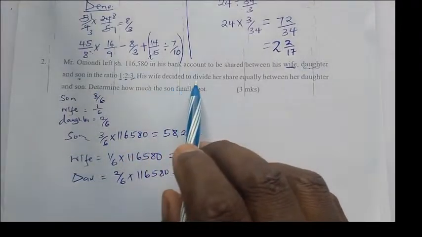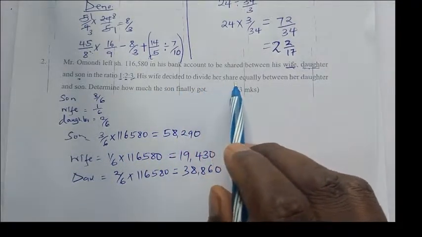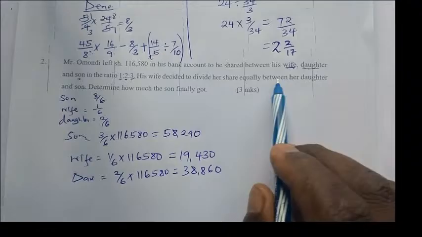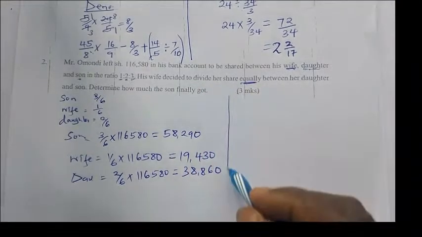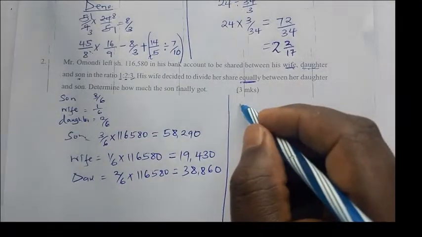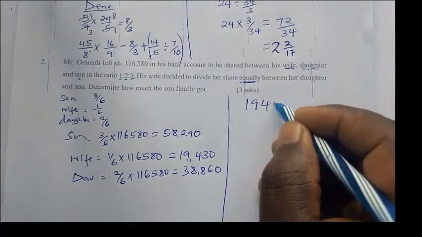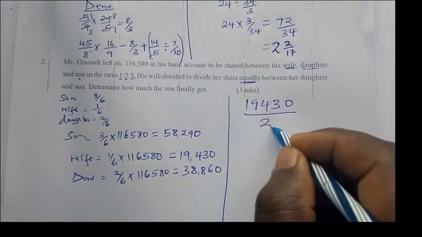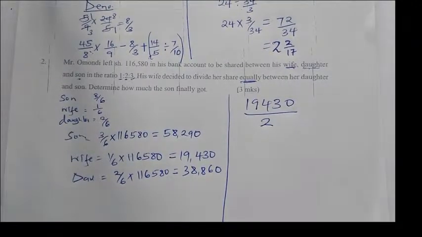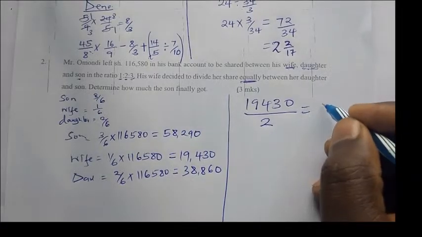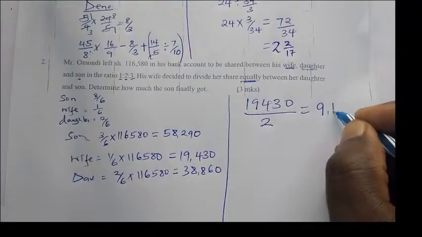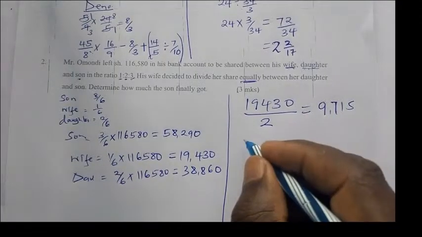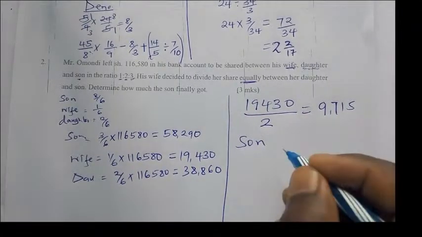Then the mother decided, the wife decided to share equally between her daughter and her son. So she shared her money equally to the son and the daughter. So the money for the wife was 19,430. So she shared equally. So let's divide by 2 so that we can get the amount that she gave the son. So the son got the extra of 9,715.